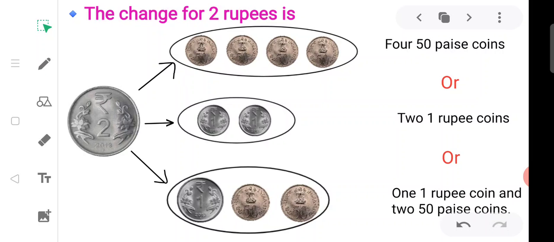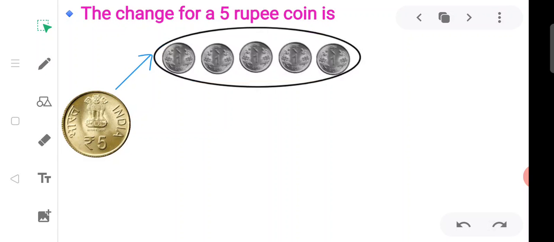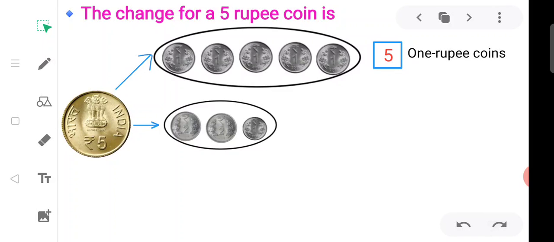Now see the change for a 5 rupee coin. How can we take change for 5 rupees? First we take 5 coins of 1 rupee. 5 coins of 1 rupee make 5 rupees. Or we can take 2 coins of 2 rupees and 1 coin of 1 rupee.